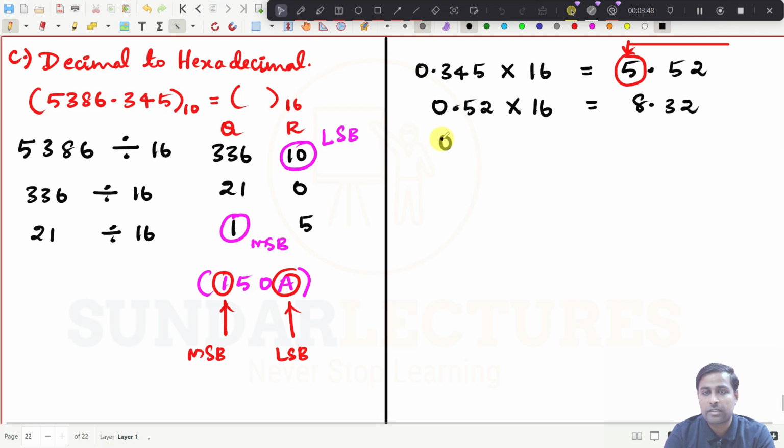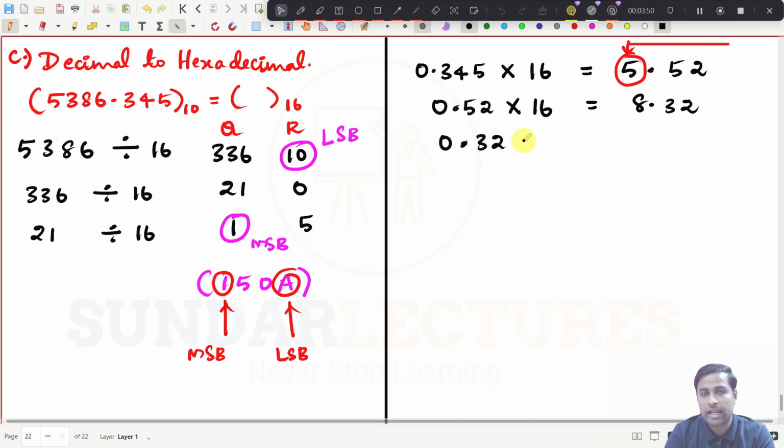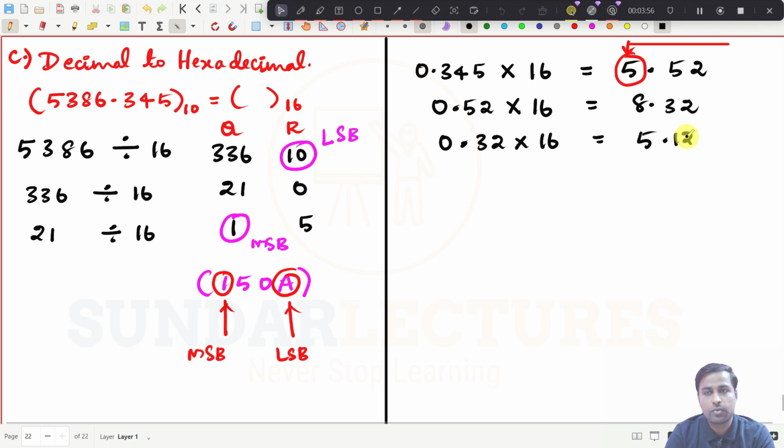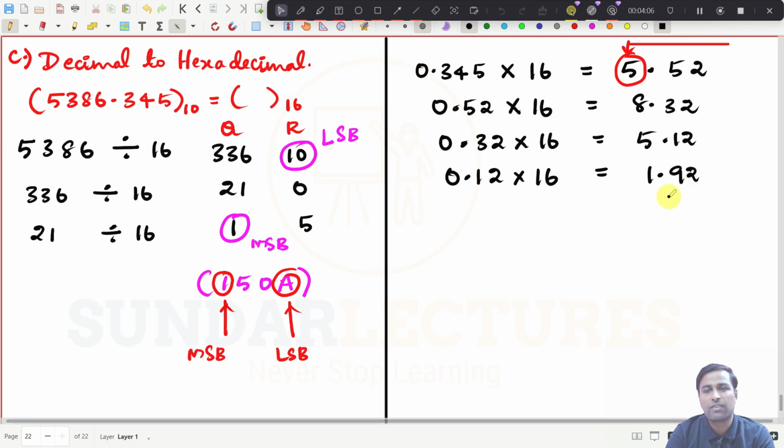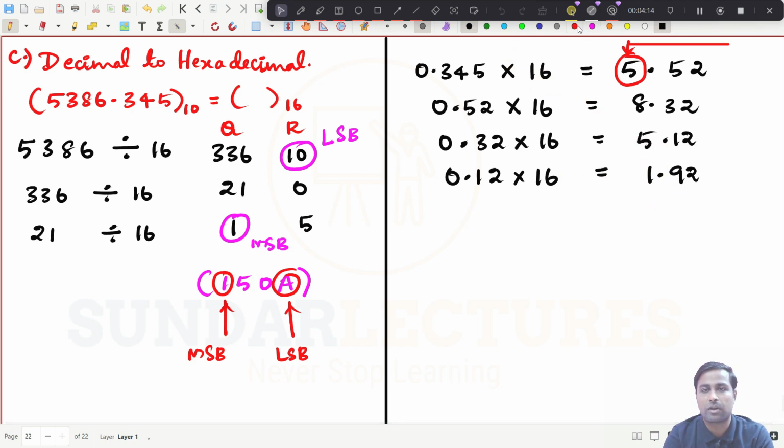And I have to take this 0.32 again, multiplication of 16, and if I do so, I am getting 5.12, and I am taking one more time 0.12 multiplication of 16, I am getting 1.92, and if you are doing it again and again, it will come down. So you don't do 3 digits, maximum 3 or 4 digits, you stop there, right?